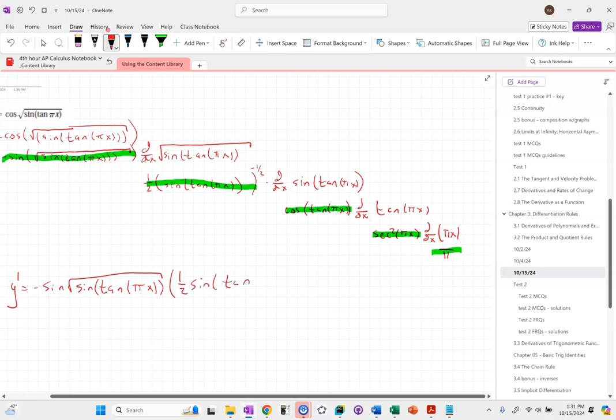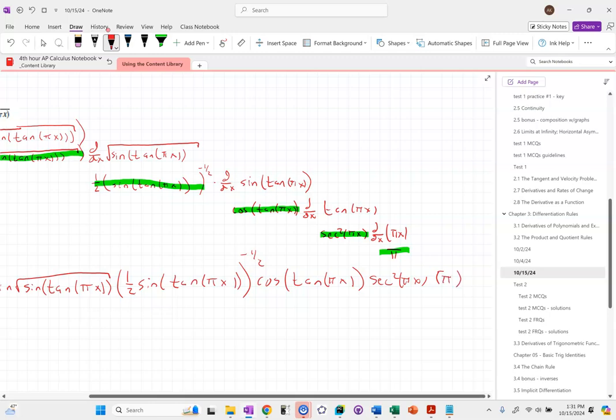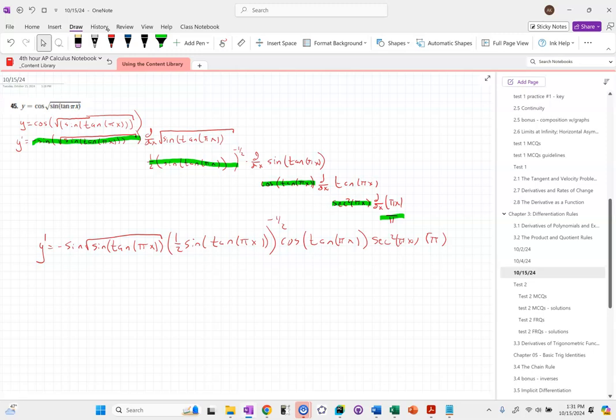That's pretty nasty, right? What do you think? Now, could I simplify this a little bit and combine some terms here? Yeah, maybe, but I don't want to. I would be perfectly happy with this as my final answer.